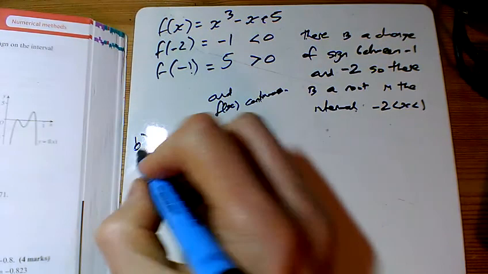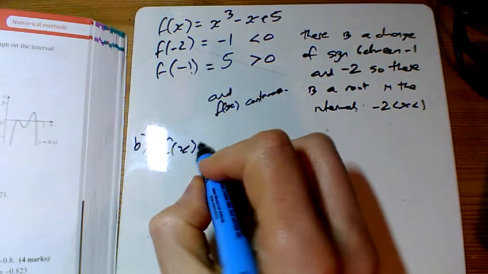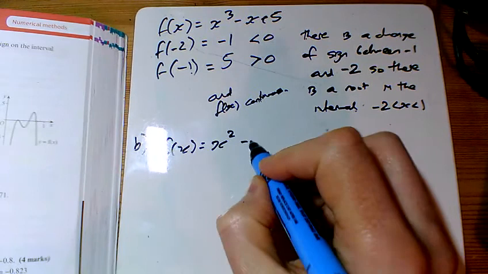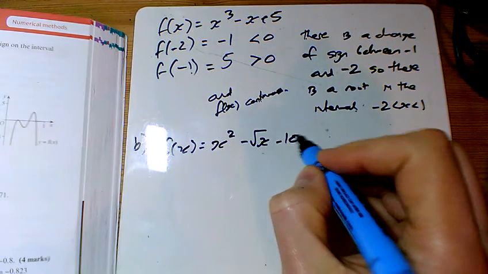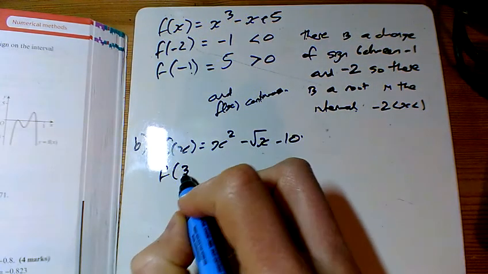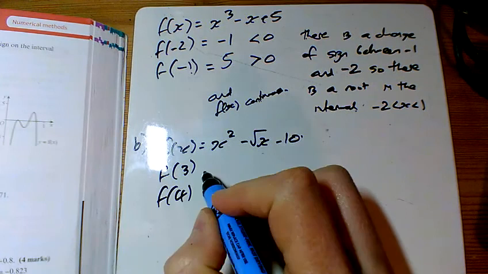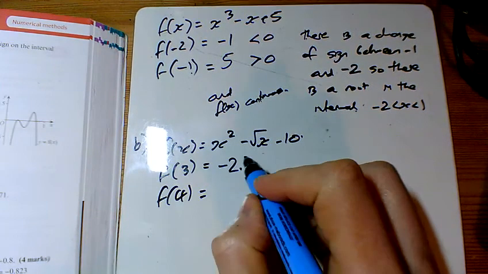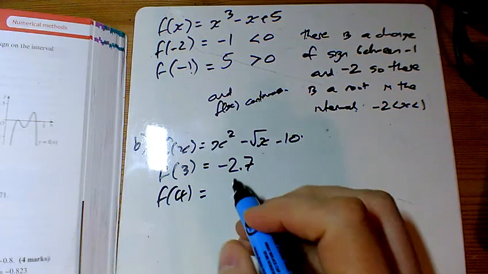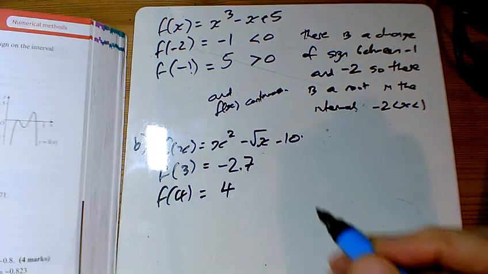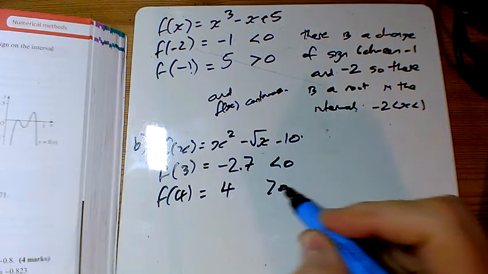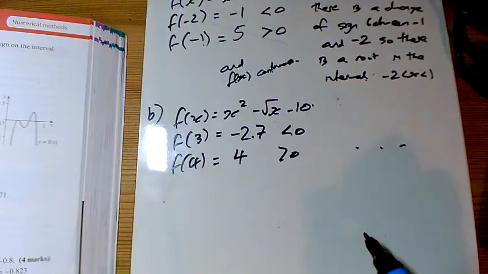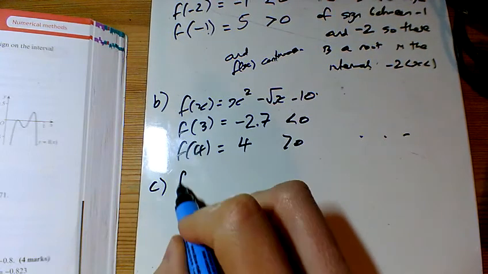So for part B, we're doing f of x equals x squared minus root x minus 10, and we're doing f of 3 and f of 4. Each time you should see one is negative, so that one's -2.7, and this one's positive. That one turns out to be 4, doesn't it? One's negative, one's positive. Write the statement out again. You can't be as lazy as I was.